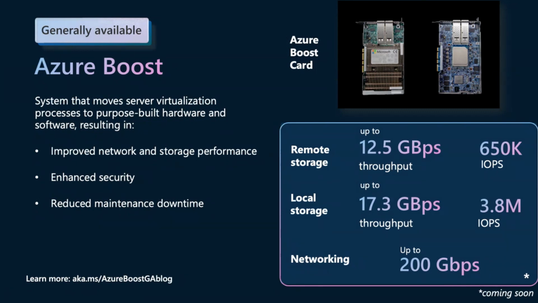So the performance is great, as you can see here on the screen. The remote storage up to 12.5 gigabytes per second, local storage 17.3 gigabytes, and the networking is up to 200 gigabits per second as well. So back to Jeremiah. These are all the announcements that we have on the infrastructure side of things.